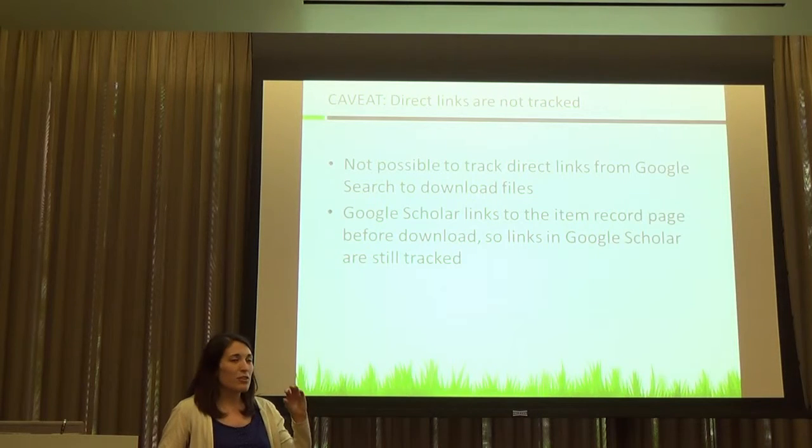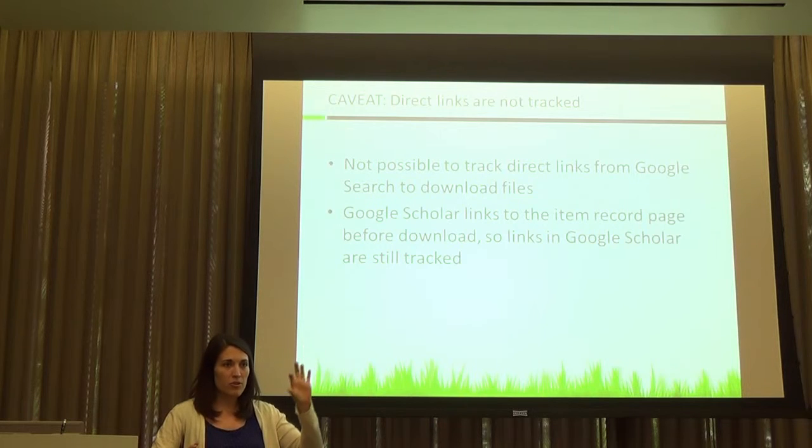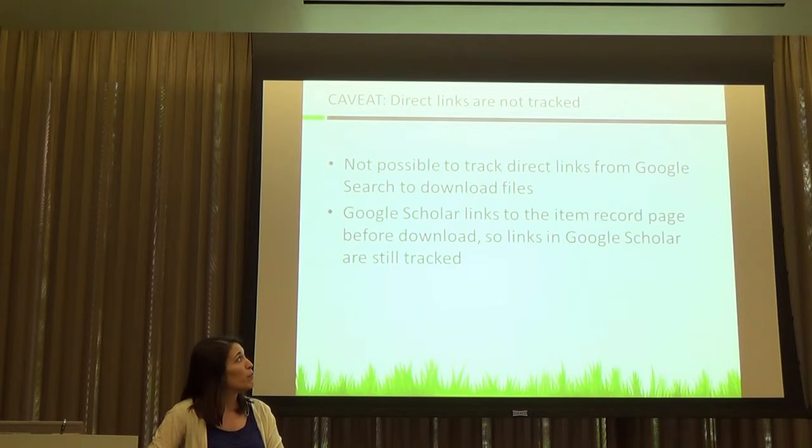So things that are being linked directly from Google search, and in the case with dSpace, I was playing around with different search terms. If I search for the actual name of whatever I'm trying to download, I'll get the PDF first, and then I'll get the item record in dSpace. And if I click on the second one, everything works. But if I click on the first one, that's not going to be captured because it's a direct link to a PDF.